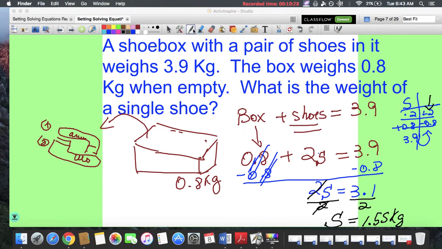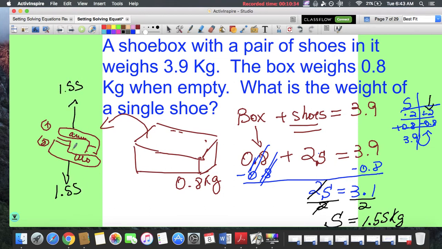So this shoe is 1.55, and this shoe is 1.55. So one shoe plus another shoe plus the box gives you, if you add all the three weights, 1.55 plus 1.55 plus 0.8 equals 3.9.